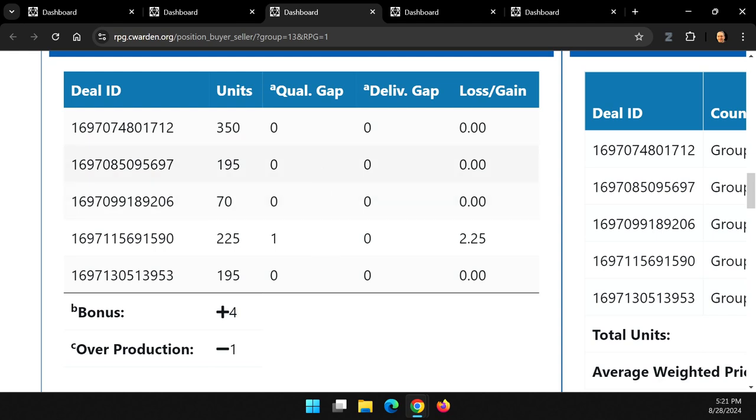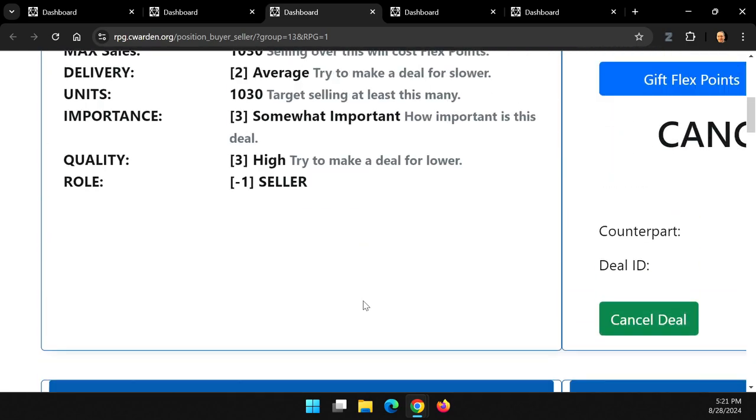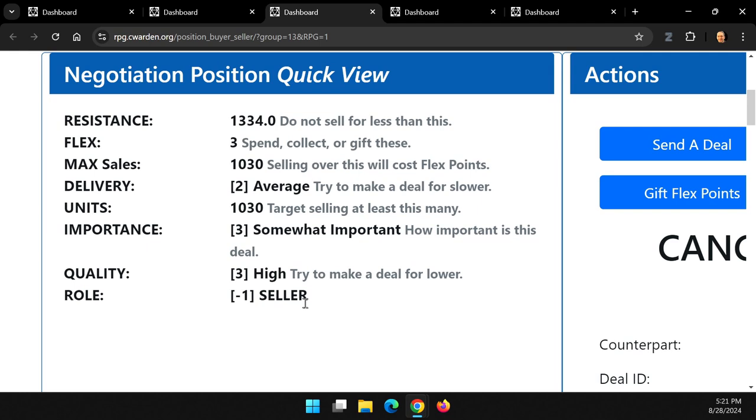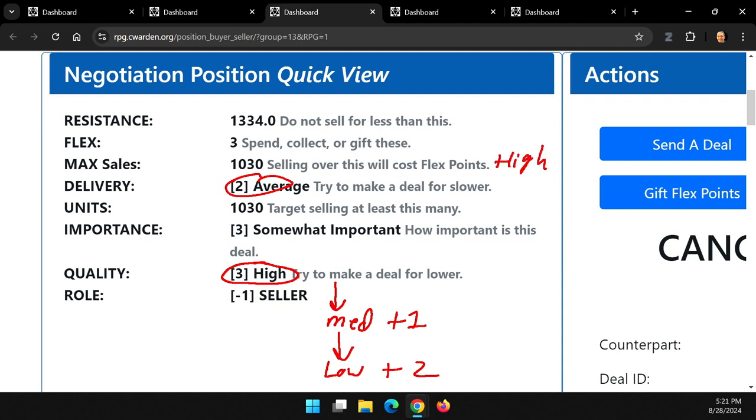So let me come up here again. Seller, right? So if you're the seller, it would be very good if you could have high quality here. Why? Because then you can try to sell for medium, or you can try to sell for low, and you will gain flex points. It would also be good if you were the seller that your delivery speed is high. Why do you want to be high? Because if you can sell for medium, you'll gain a point. And if you can sell for slow delivery, you'll gain 2 points.